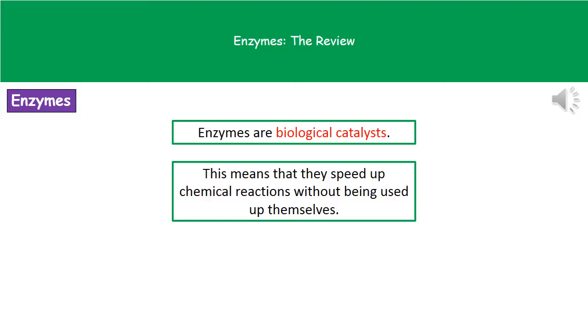So first thing we actually need to know then is what enzymes actually are. And the key phrase to remember here is that they are what's called a biological catalyst. So what that phrase actually means is that they're going to speed up a chemical reaction, but they're not going to be used up themselves. So basically a very small amount of enzyme is capable of catalyzing or speeding up a large number of chemical reactions.